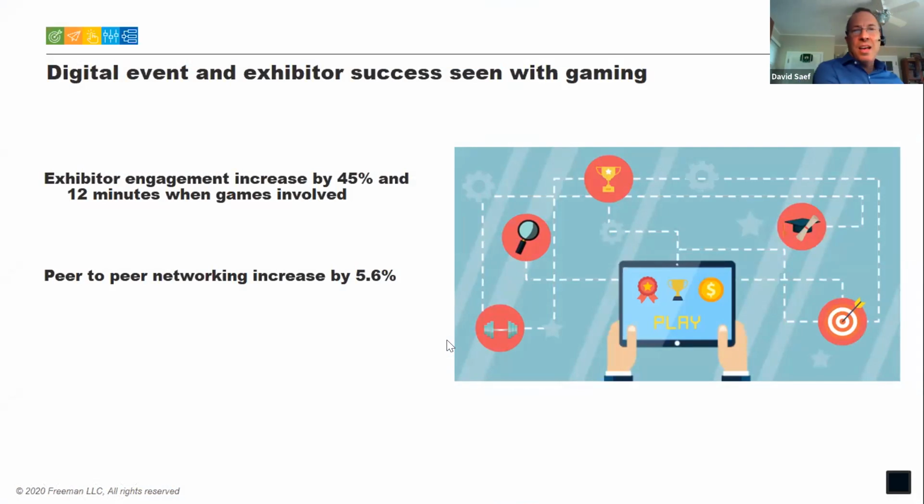And then peer-to-peer networking also increased by 5.6%. So for those of you asking, should I be doing gamification? I think the answer is yes.